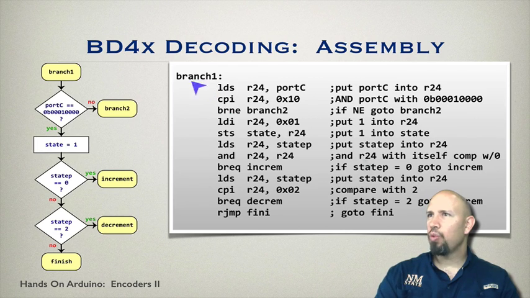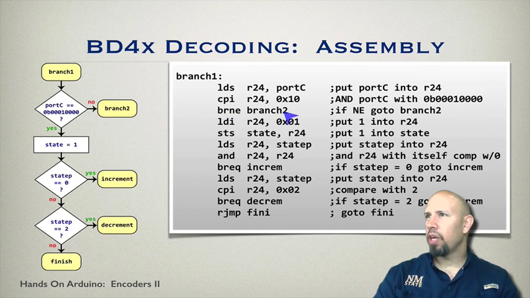Next, we move on to branch 1. From branch 1, we come down and we have a similar set of things that we're doing. We're going to read port C into register 24. This is the present value of the state. Okay, we're going to compare that value with this binary value. This is the value for the port if the state is equal to 1.